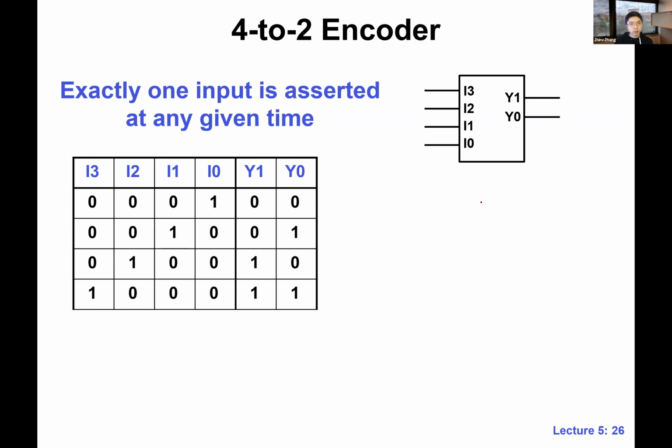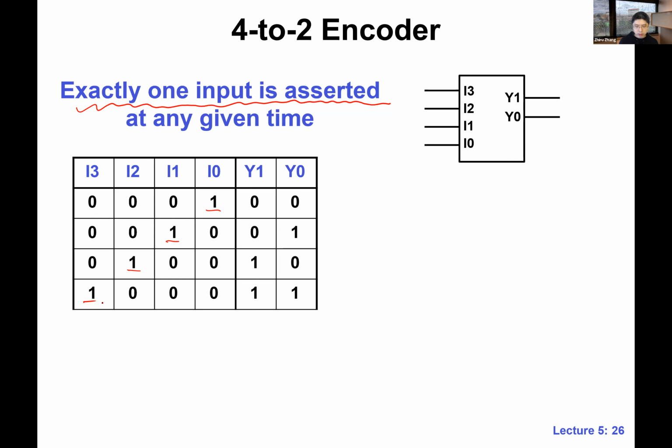So over here, what we have is 4 inputs, I0, I1, I2, I3, and 2 outputs. So what's the pattern here? The pattern here is that exactly only one of the inputs is asserted, again, opposite to the decoder. So for an encoder, exactly one input is asserted. Exactly one input line is hot at any given time. You can see the pattern here.